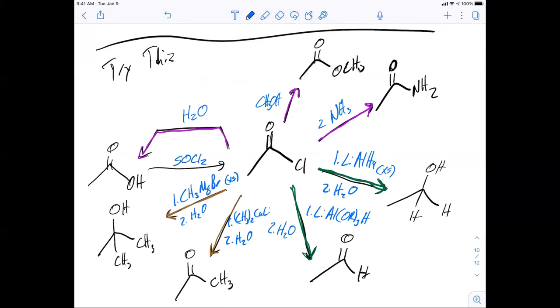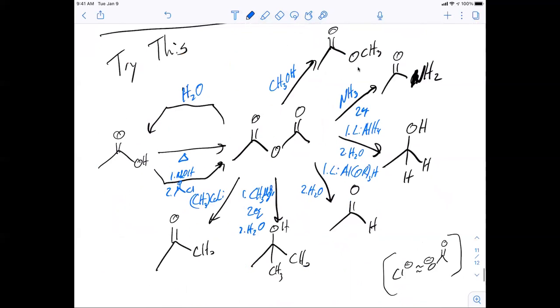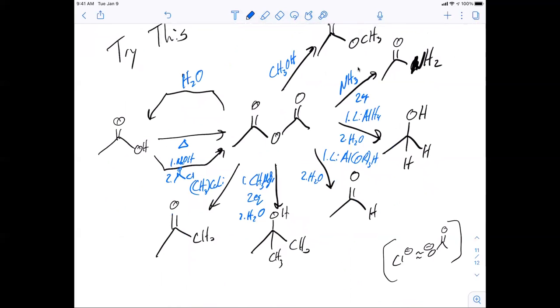So anhydrides and chlorides, same reagent sequence, right? That's because the leaving group properties of the chloride and the leaving group properties of anhydride are similar, right? We've got 2 good leaving groups, which means I don't need anything special to hydrolyze these. All I need is water. I don't need anything special to make the ester. I just need the alcohol, right? And all the reagents are about the same, okay?